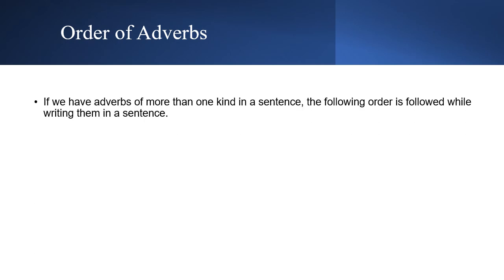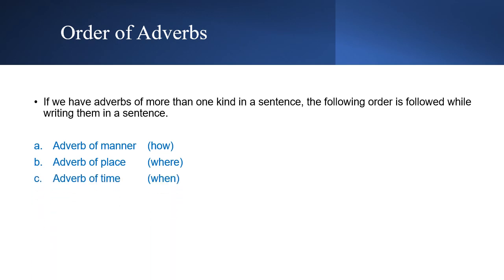If we have more than one adverb in a sentence, then we need to put them in the right order. If we have adverbs of more than one kind in a sentence, the following order is followed: adverb of manner, place and time. For example, this is the sentence: he did well at the annual sports this year.